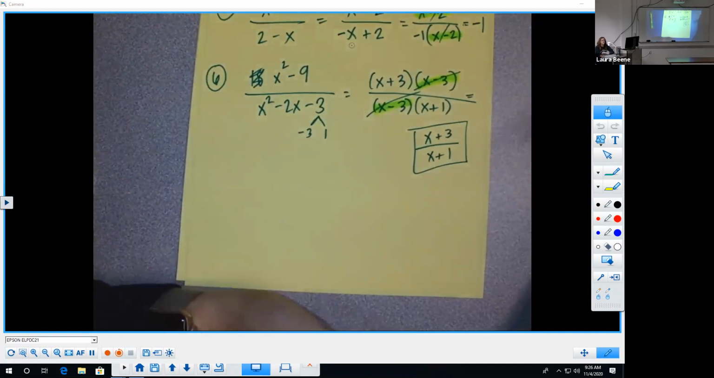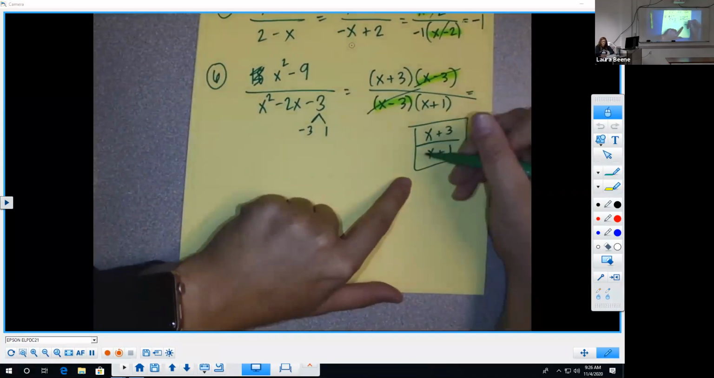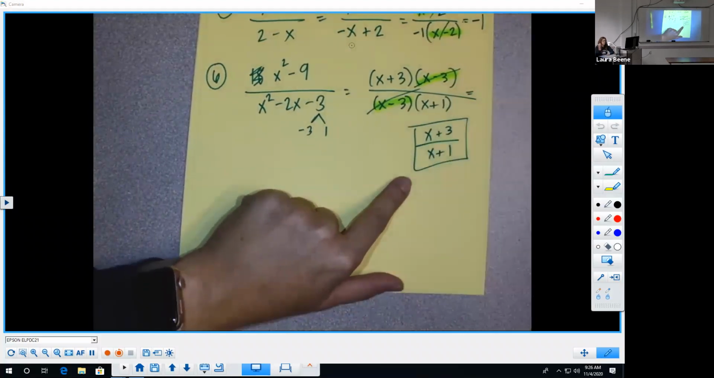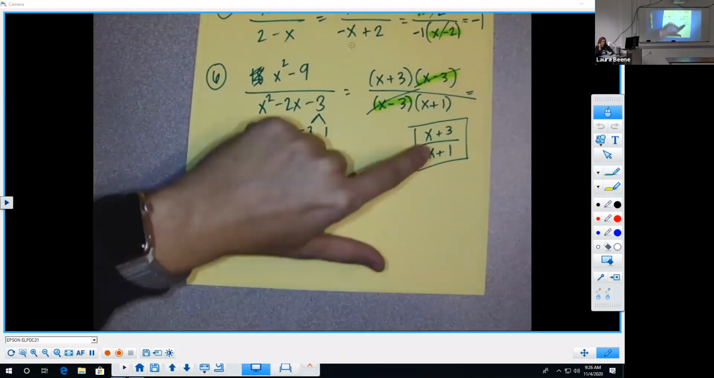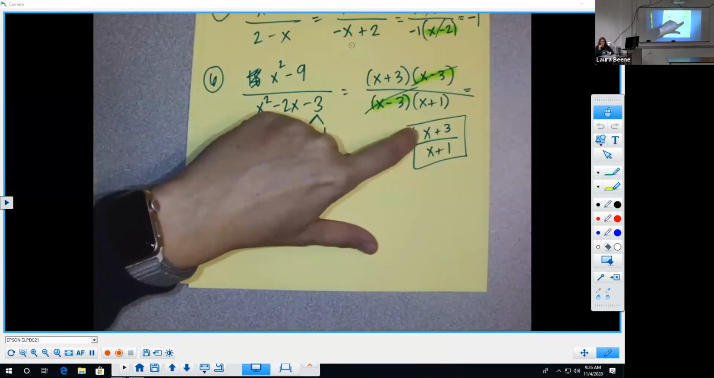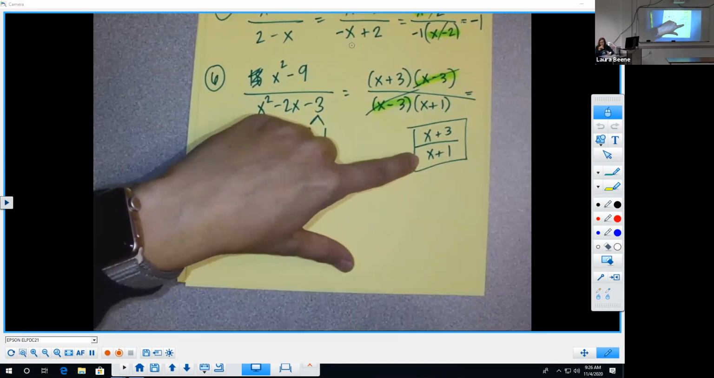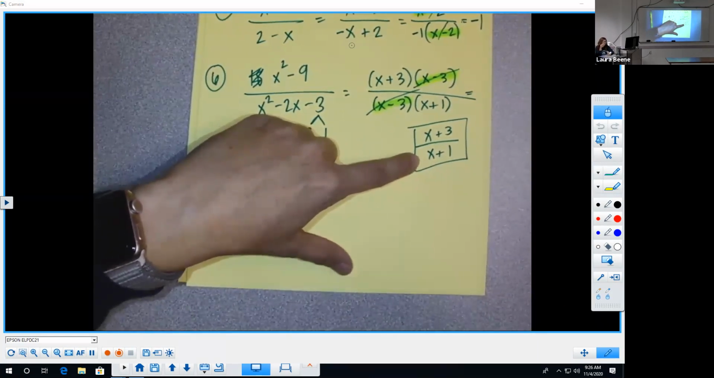Okay. On these, some people start to get what I like to call cancel happy, where they just start canceling things out. Like at this point, you can't cancel the x's out, because if you think about it, if I was going to plug in a number for x, 4 plus 3 over 4 plus 1. 4 plus 3 is 7. 4 plus 1 is 5. Can 7 over 5 reduce? No, you can't cancel out the 4s and 7. You see what I'm saying?